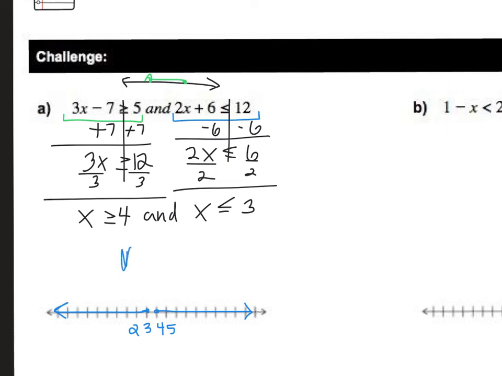We can't possibly have a number that's bigger than 4 and smaller than 3 at the same time. So actually, this problem here becomes a no solution. Remember, when we're talking about and, we're talking about what can they share at the same time here. It's bigger than something and smaller than another thing at the same time.